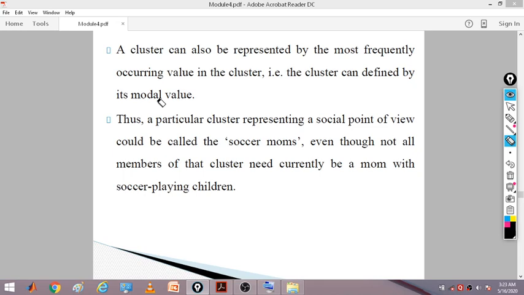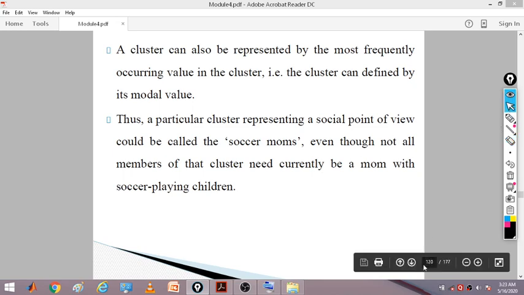From a social point of view, a particular cluster could be called a social swarm. Even though not all the members of that cluster need to currently be the same, it is some criteria you represent, a centered point. That we are calling a social swarm.